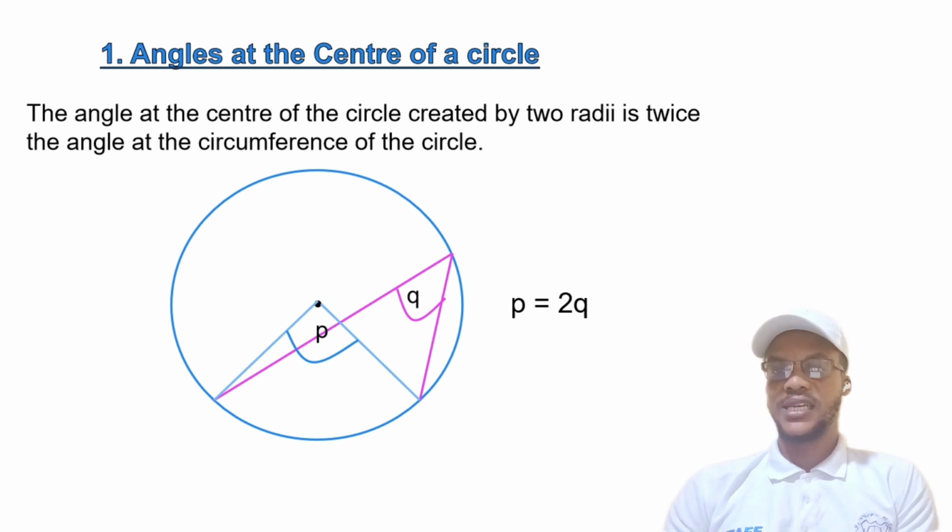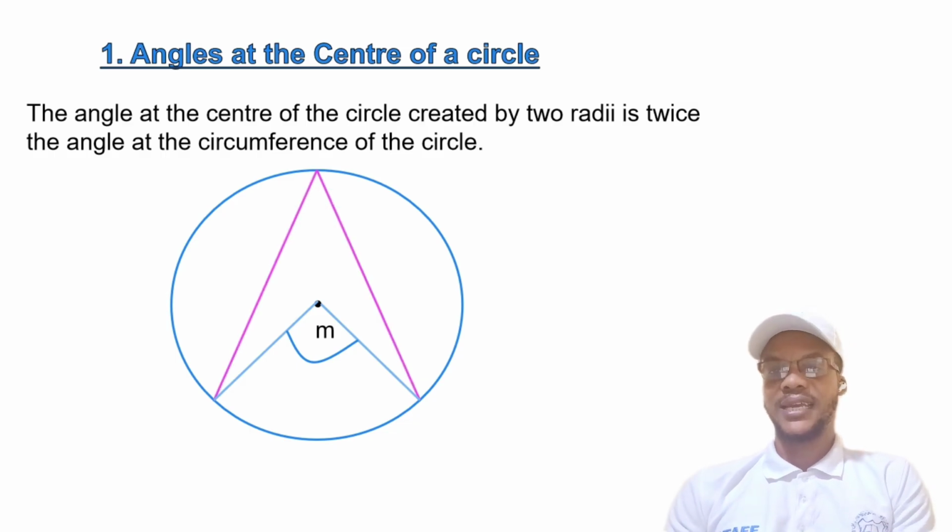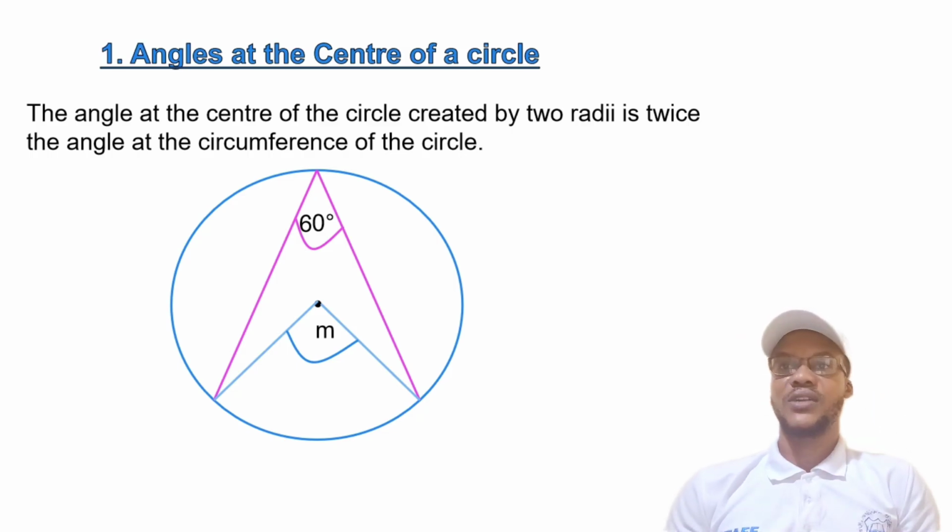So let's take this as our example. Let's say we have this angle at the center as M. Let's look at the one at the circumference. So let's say if we have the circumference as 60 degrees, then what will be our M? Know that this property is saying that the angle created by two radii at the center is equal to twice the one at the circumference, or the angle a chord subtends at the center of a circle is twice the angle it subtends at the circumference. So that is what we are talking about.